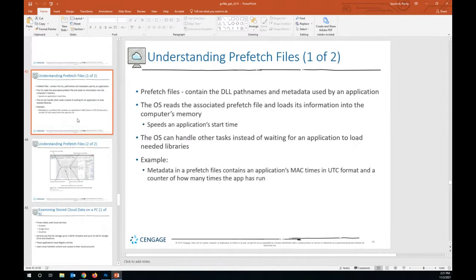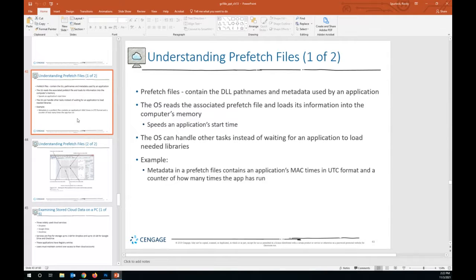Now, the prefetch file that contains the DLL path names and metadata is used for an application. And the operating system reads the associated prefetch file and loads its information in the computer's memory to speed up an application's start time.